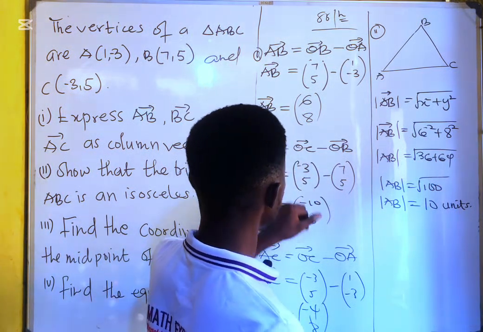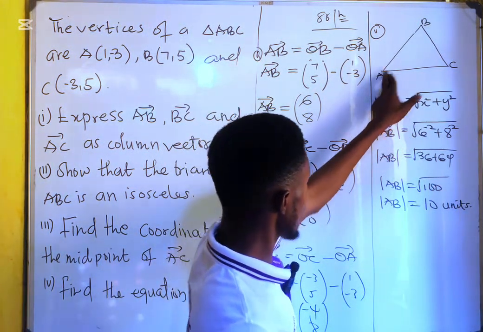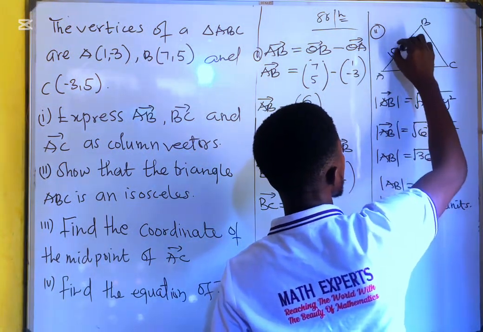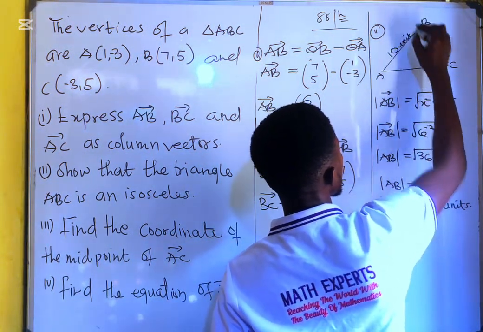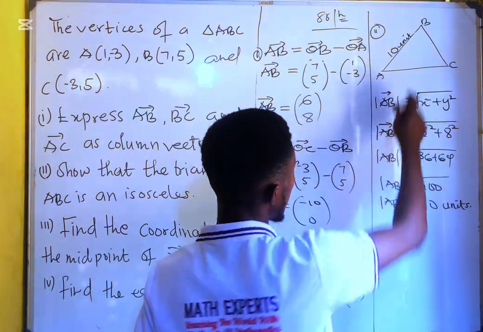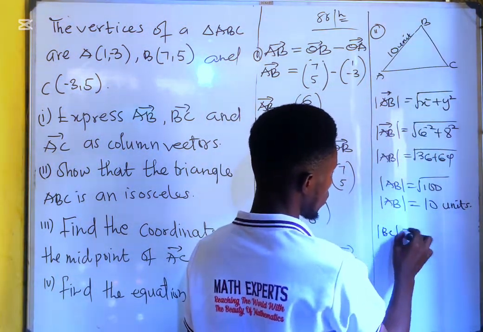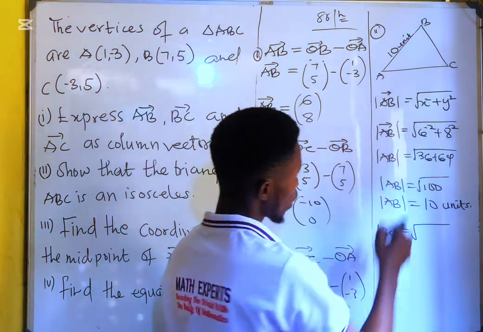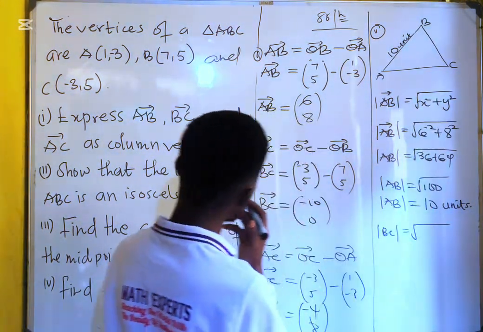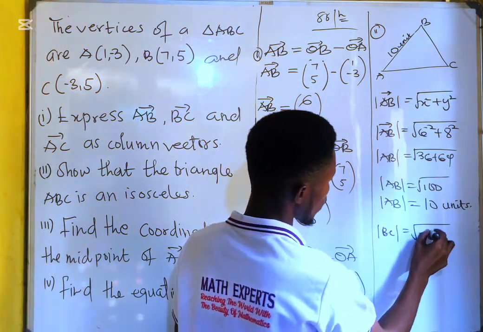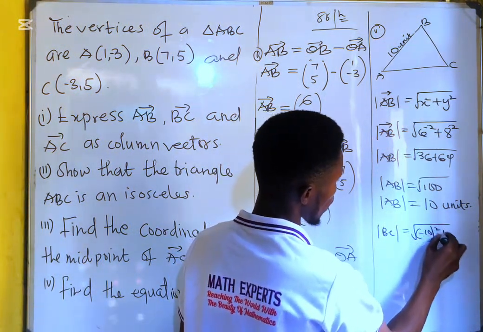Now that's what we have looked for, and that one gives us 10 units. Okay, now let's also look for BC from here to here. So BC will be square root of, I won't write this formula. So BC, where's our BC? BC, we have (-10, 0). So you have -10 squared plus 0 squared.